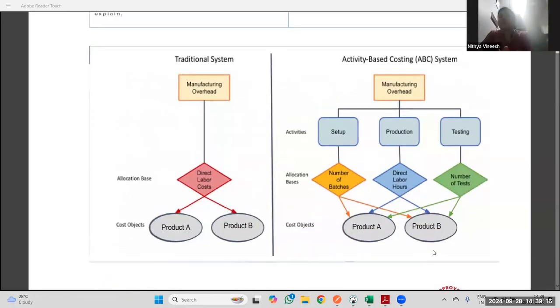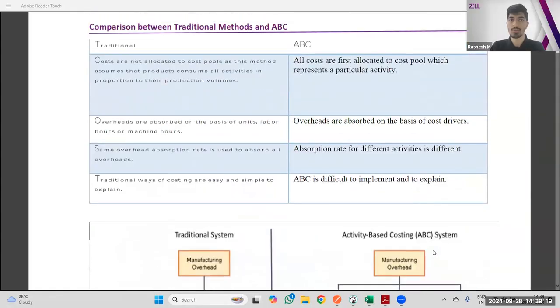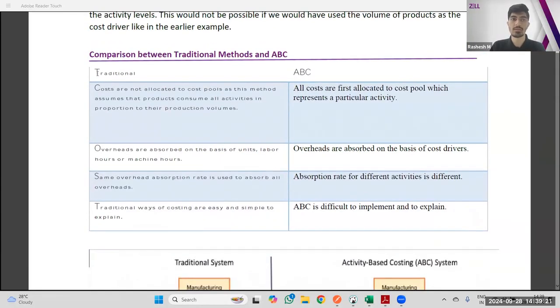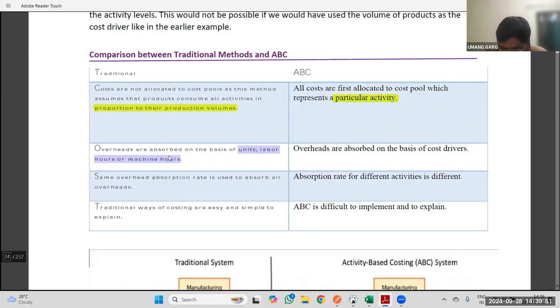Perfect. So before we practice a little bit more, Umam, do you mind reading the difference between traditional and activity-based costs? Yes, sir. So first, traditional costs are not allocated to cost pools, as this method assumes that products consume all activities in proportion to their production volumes. Now, in ABC, all costs are allocated to cost pools which represent a particular activity. Second point, in traditional, overheads are absorbed on the basis of units, labor hours, and machine hours. In ABC, overheads are absorbed on the basis of cost drivers.